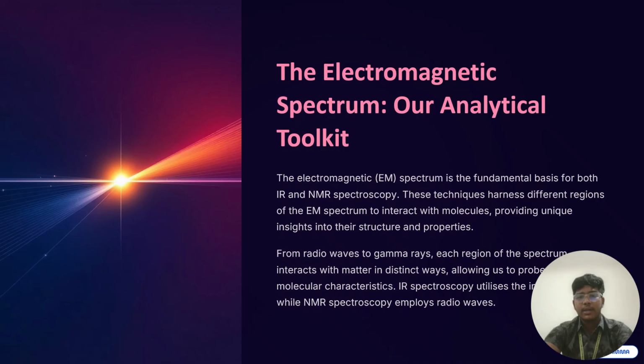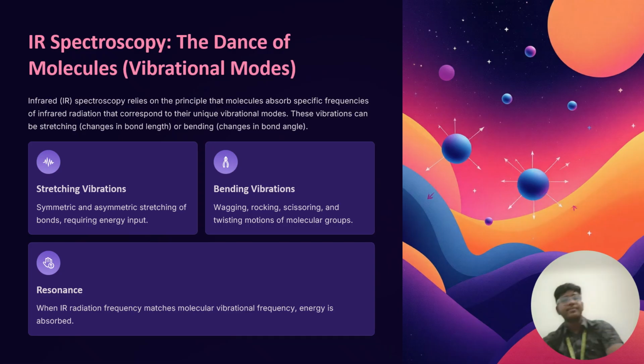The electromagnetic spectrum is the fundamental basis for both IR and NMR spectroscopy. These techniques harness different regions of the EM spectrum to interact with molecules, providing unique insights into their structure and properties. From radio waves to gamma rays, each region of the spectrum interacts with matter in distinct ways, allowing us to probe molecular characteristics. IR spectroscopy utilizes the infrared region, while NMR spectroscopy employs radio waves.